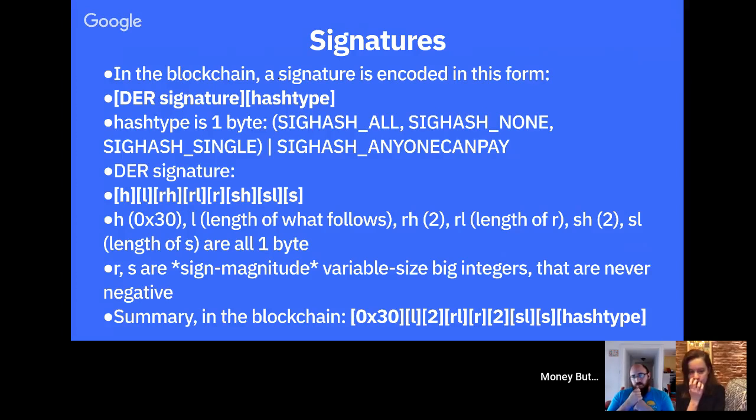At the bottom there, you see what the different bytes are. It always starts with the hex value 30, then a number of bytes including the R and the S, followed by a hash type. And so that's what you actually see in a signature in a blockchain.